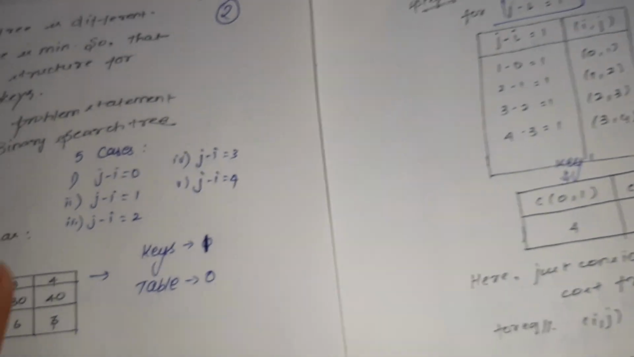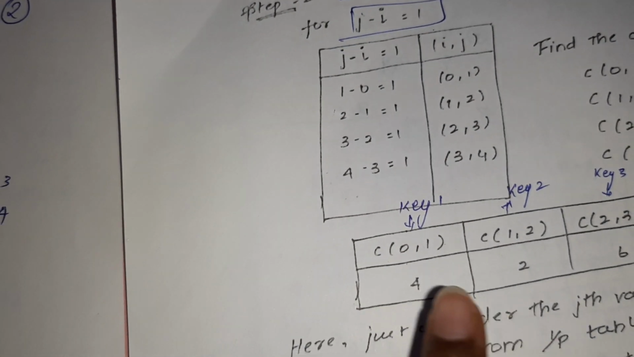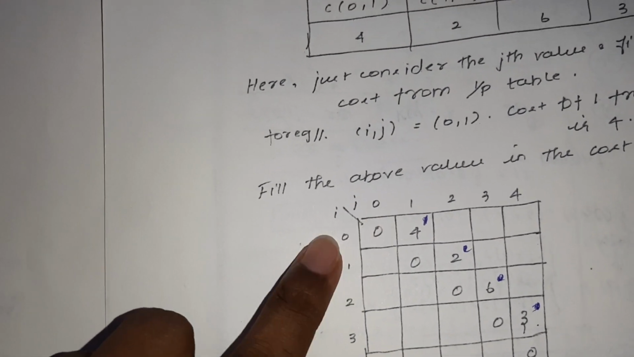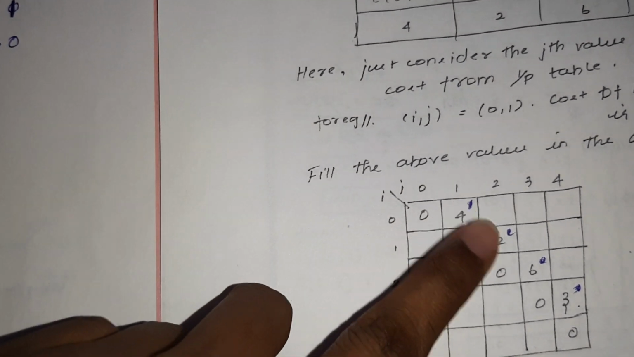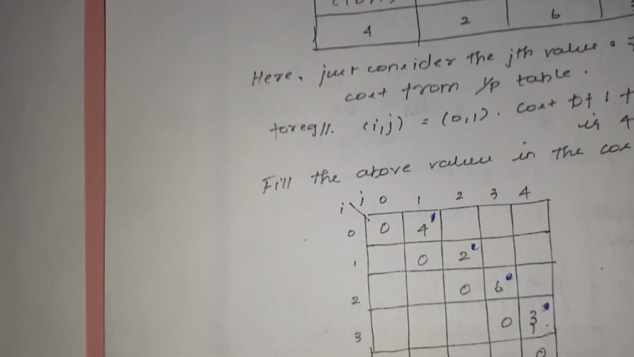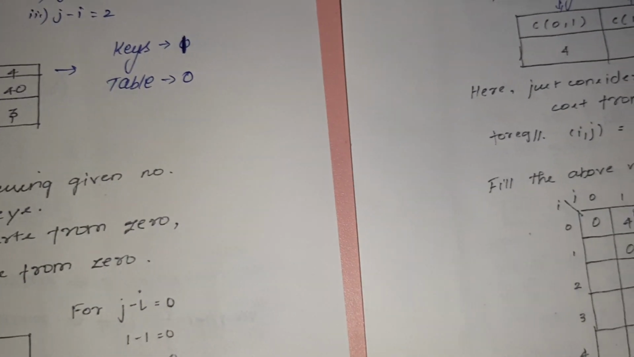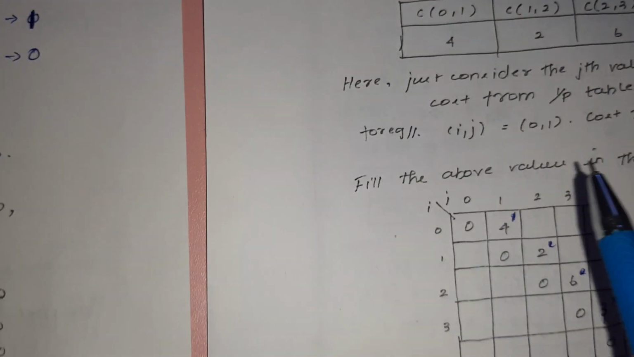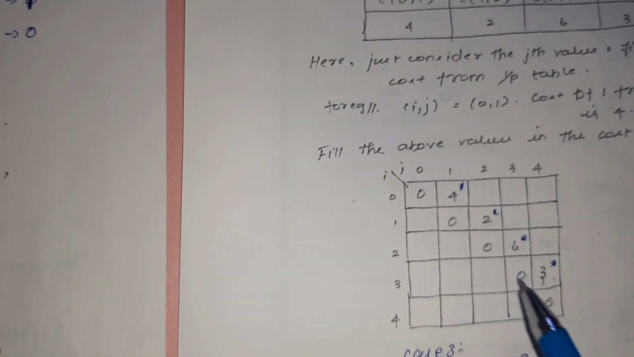So next, what I am going to do: here are the direct values, right, 4, 2, 6, 3. So I am going to apply here 0 to 1 is 4, 1 to 2 is 2, because I started the j value as 1 and the i value as 0 according to this. According to this you should fill all those areas.